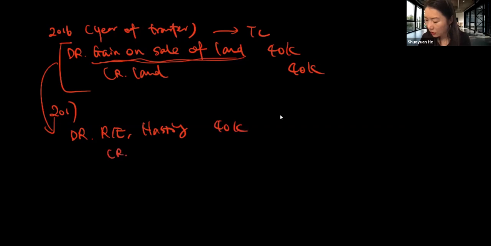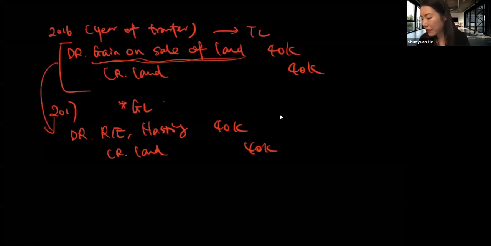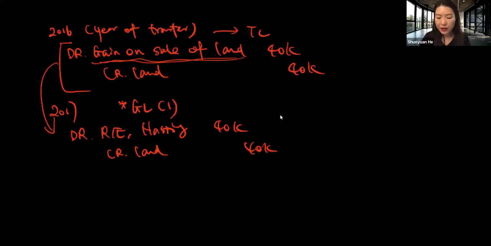So it's basically the same journal entry, just I replace all of the income statement accounts with retained earnings. Because this is a downstream transfer, we debit the parent's retained earnings, and the parent is Hastings. So this entry is called the star GL entry, and specifically, this is the first version of the star GL entry.